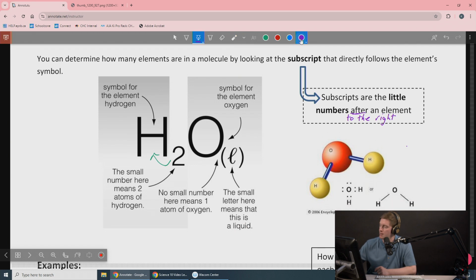You might see a couple other ones. If you see an S, that means a solid. If you see an L, that's a liquid. If you see a G, that means it's a gas. And if you see an AQ, that stands for aqueous, but it means dissolved in water.